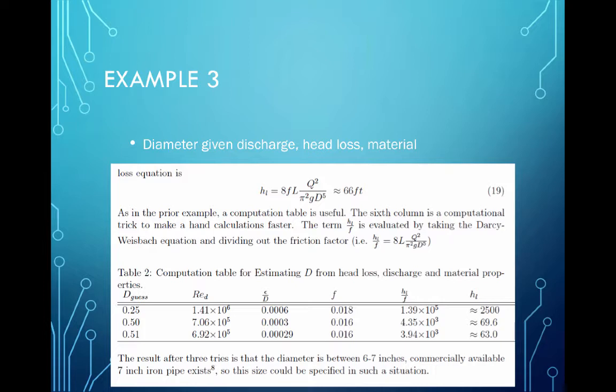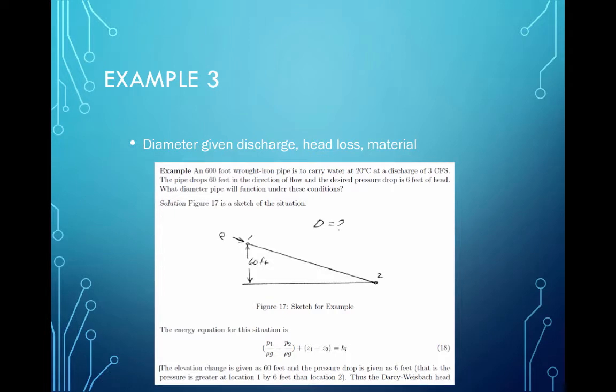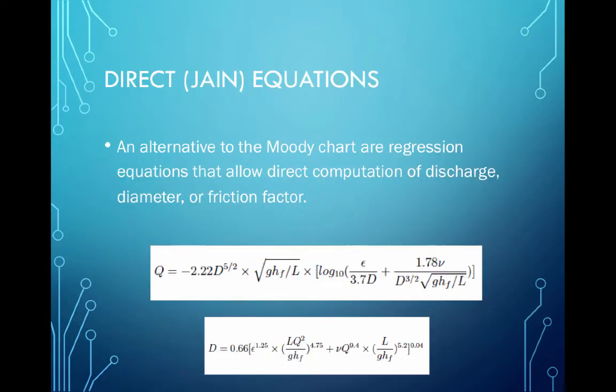Let me make a note of these because we can redo this problem using the online computer. So we have 600 feet long, 60 feet delta elevation, and we want 6 feet delta pressure, and we want to find the diameter. And it is wrought iron, so I'm pretty sure we're going to use the same 0.00083 feet.